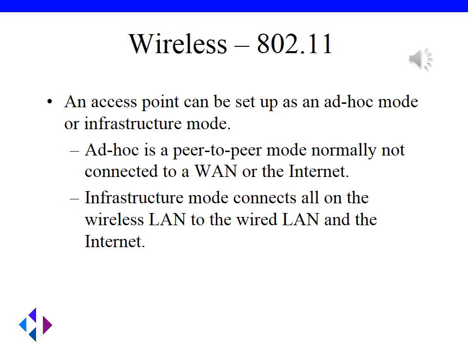A wireless access point can also be set up in what they call an ad hoc mode, or it can be in an infrastructure mode. What is an ad hoc mode? It is a peer-to-peer mode, normally not connected to a WAN or the internet. In other words, you can actually take the access point, set it up, not have it connected to the internet or the wired network of the business. Yet everybody on that wireless network can talk and share amongst themselves. It's just that they're not connected to a larger LAN or an outside internet access point.